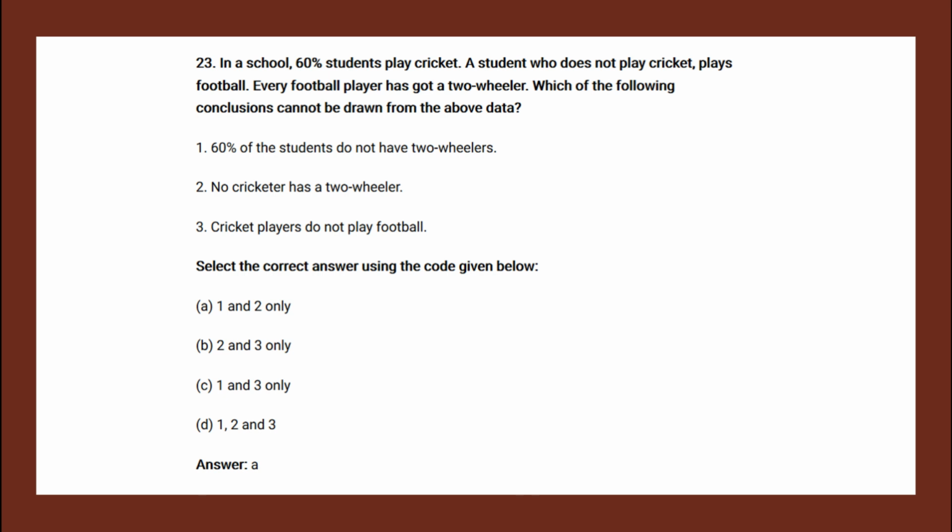A, first and second only. B, second and third only. C, first and third only. D, first, second and third. And the answer is option A, first and second only. That means first statement, 60% of the students do not have two-wheelers, and second statement, no cricketer has a two-wheeler. Both of these statements are true.